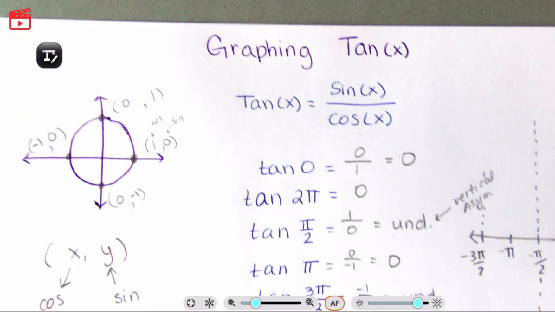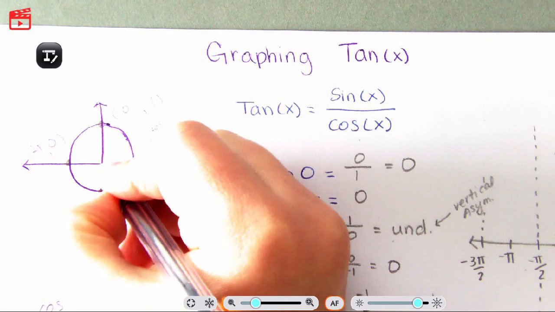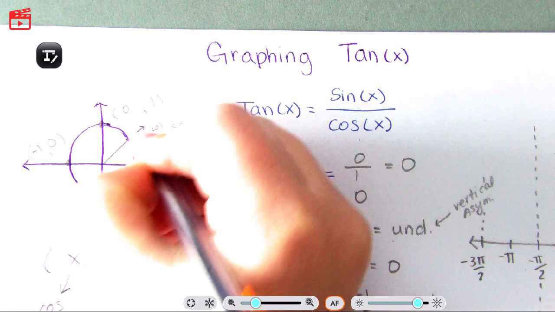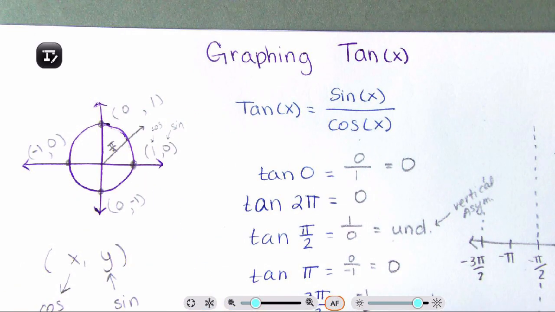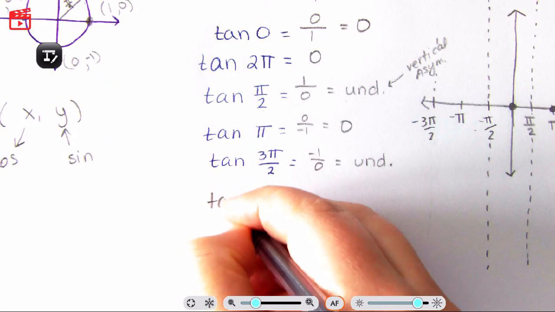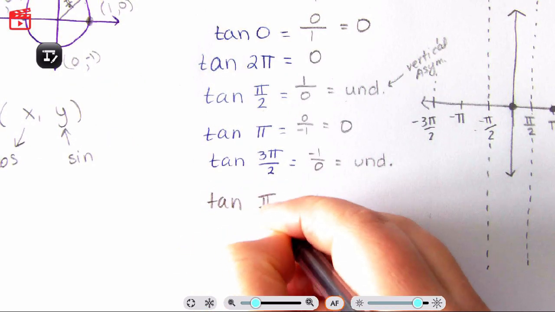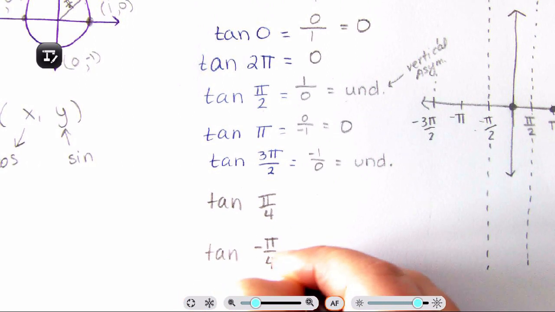So going to quadrant number 1, you're going to ask yourself, at what value does tangent equal 1? And that value is at pi fourths. So at pi fourths, tangent, actually let me write this here. So another point that we need is tangent of pi fourths and tangent of negative pi fourths. So we need it in both directions.